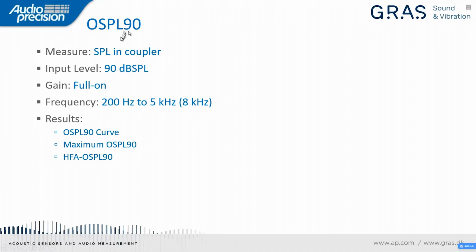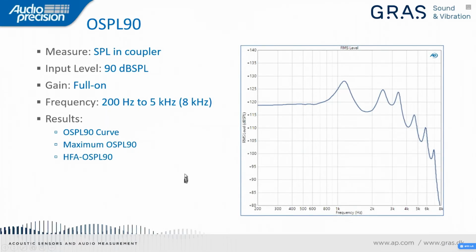This stands for the output sound pressure level for an input of 90 dB SPL. So we're going to measure the sound pressure level in the coupler connected to the hearing aid with a microphone at an input level of 90 dB SPL, with the gain of the hearing aid set to full-on gain or maximum volume. And the frequency range is typically 200 hertz to 5 kilohertz for the production test standards, and it would extend out to 8 kilohertz for the IEC 60118 Part 0 standard.